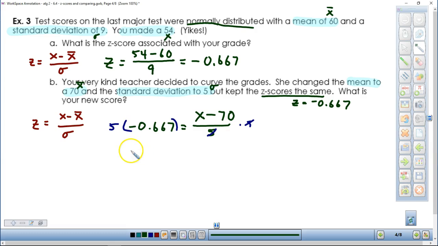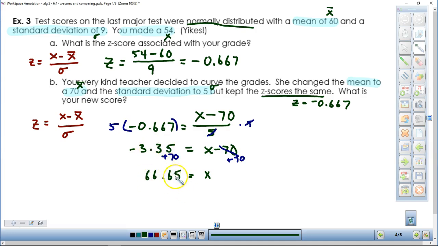After multiplying by 5, we get negative 3.35 about is equal to x minus 70 because the 5 canceled out. We are then going to add 70 to both sides so that we can solve for x. And what we get is that x is equal to 66.65 when we do the math.